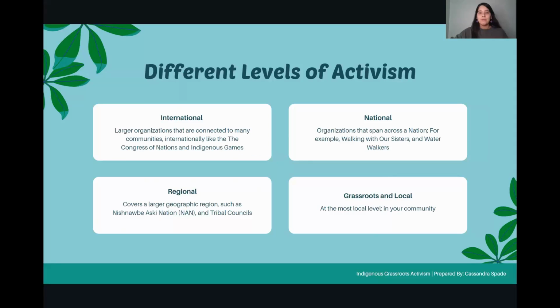So in saying that, we're going to do a brief refresher on community and different levels of activism. You may remember from last lesson, we talked about 3 different types of communities. We talked about communities that are in geographic areas, so things like a reservation, a town, or a city.